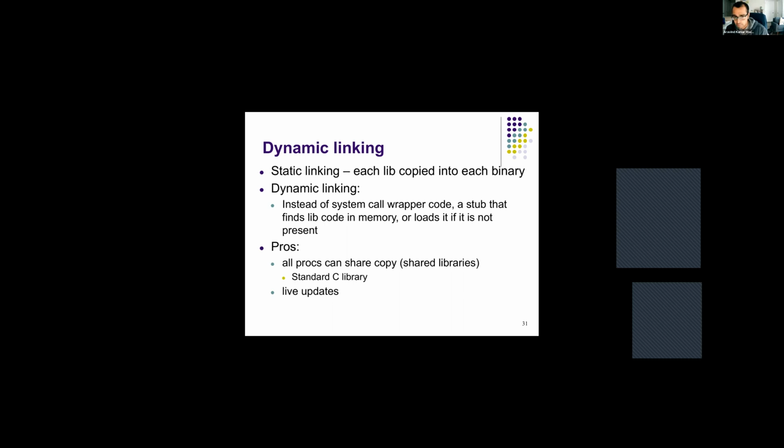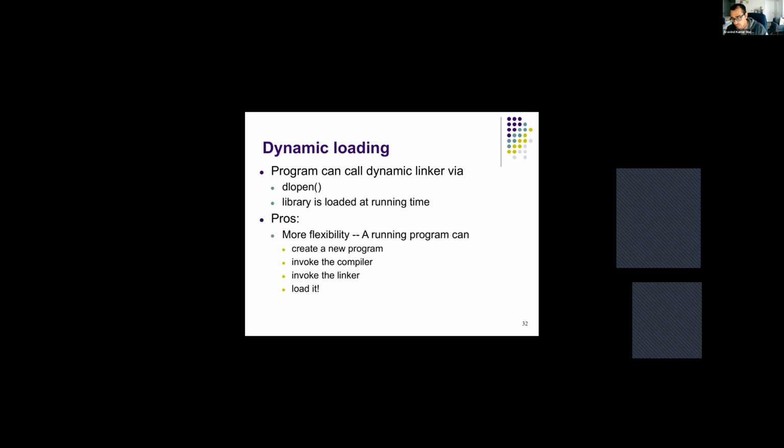Okay. And the dynamic linker and dynamic loader are one and the same. The boundary between them is almost blurred. Dynamic loading is the process in which the dynamic linker loads the library into the memory of the process. And dynamic linking and loading is all done transparently to the process. The process doesn't know what's happening.